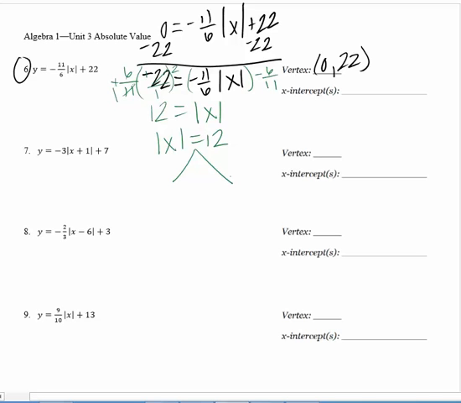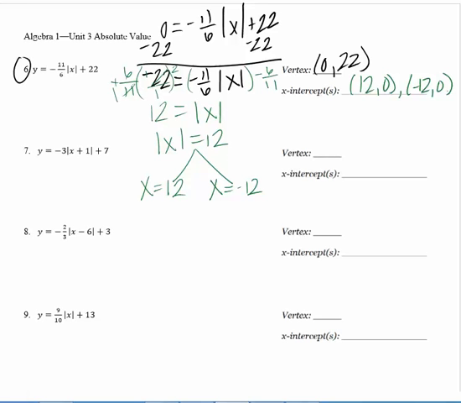So we have the absolute value of x equals 12. Remove the absolute value bars, set it equal to the positive, the given one, and then the negative value. So our x-intercepts here are 12, 0, and negative 12, 0. So that's what we're looking at with finding the x-intercept algebraically.